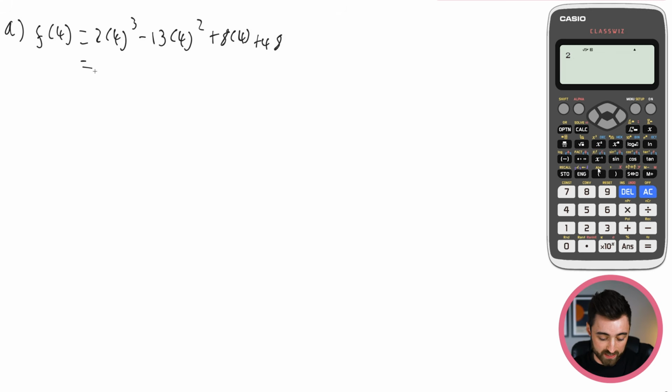So 2 times 4 cubed minus 13 times 4 squared plus 8 times 4 plus 48 is 0. Who would have thought it? Therefore, x minus 4 is a factor, all of that fun stuff. That will do the job.